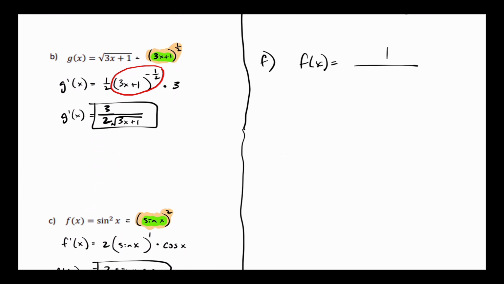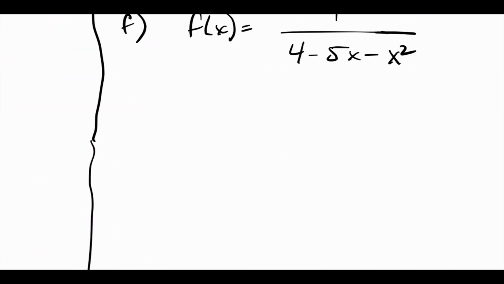One over 4 minus 5x minus x squared. Find the derivative.